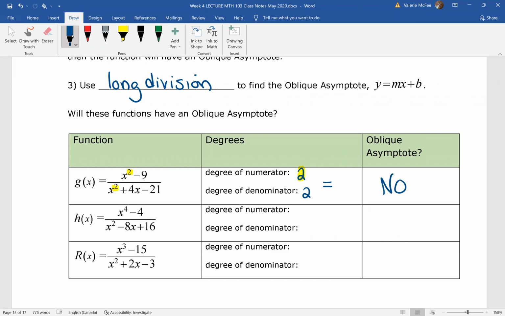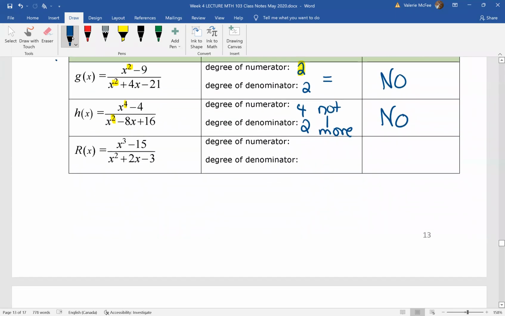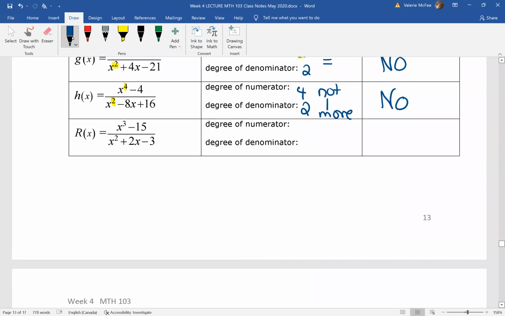What about the second example? We see the degree of the numerator and the degree of the denominator. This is improper, but the degree of the numerator is not 1 more. So again, no, there will not be an oblique asymptote. Determine whether or not there will be an oblique asymptote for the remaining questions.